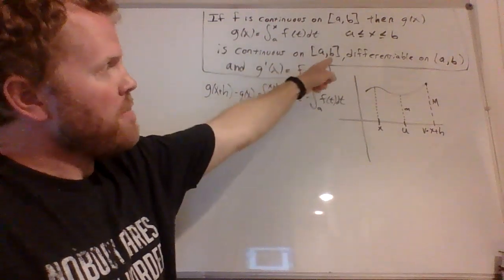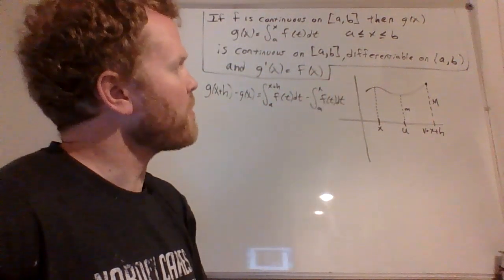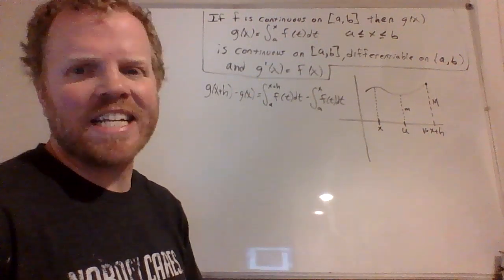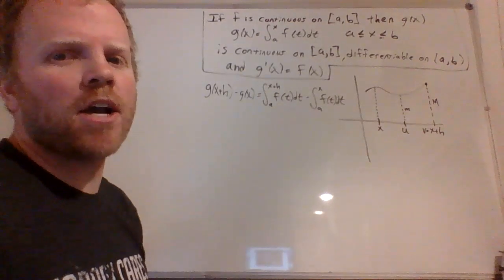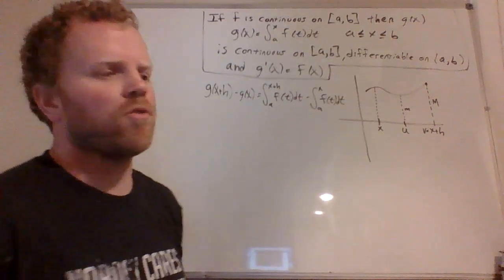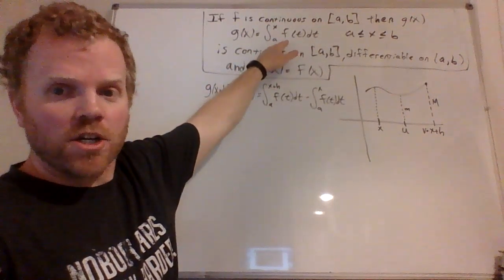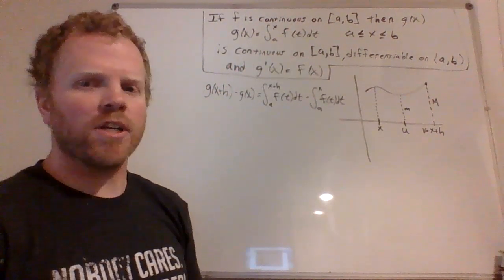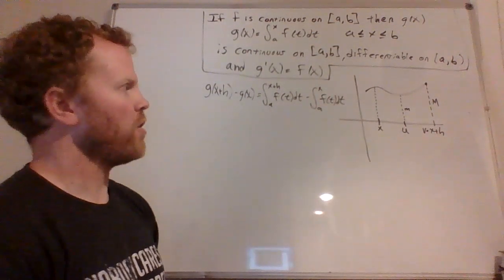It's continuous on [a, b], it's differentiable on (a, b). Notice the subtle change in brackets. One's inclusive, one's exclusive, and g prime of x is f of x. So the big takeaway, hopefully, that you made from those first videos, is that the derivative of this is the function we're integrating. And we can prove that really, really easily here. So that's our goal.